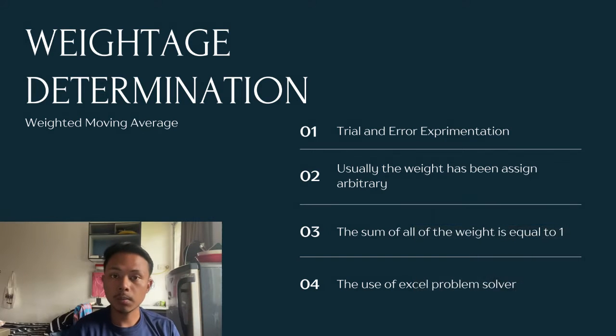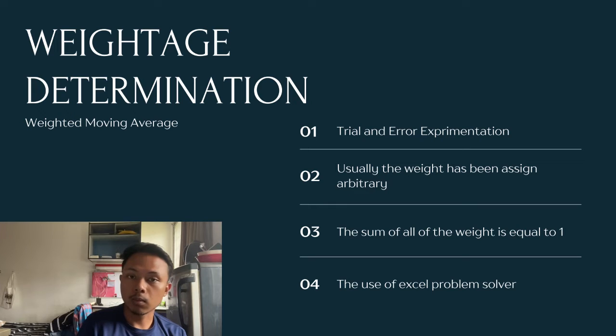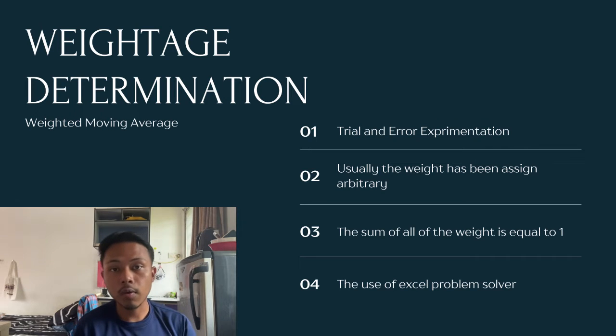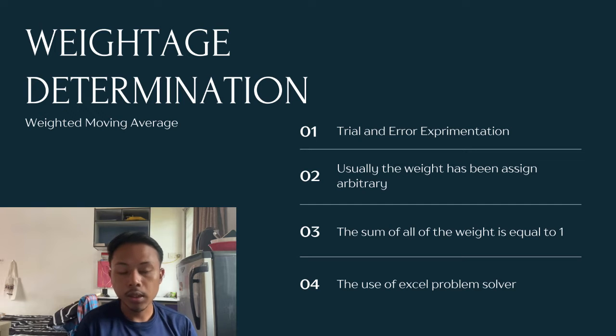In order to determine the weight for the weighted value to perform the weighted moving average, we need to do a trial and error experimentation after we check the trend and the seasonal pattern for the stock that we have chosen. After we determine the period for us to perform this moving average technique, we assign the weight randomly, but the most recent weight has a greater value than the past weight, and the sum of all of these weights is equal to 1.